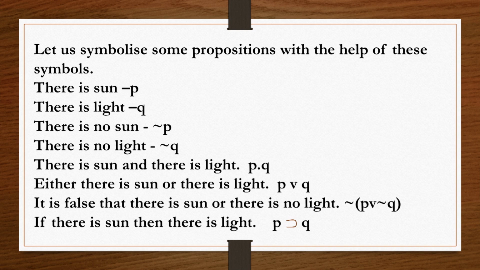Then either there is sun or there is light. So here there are two propositions, there is sun and there is light, and these two propositions are connected by the connective either or. So for either or I use the V sign. So here I write P or Q.